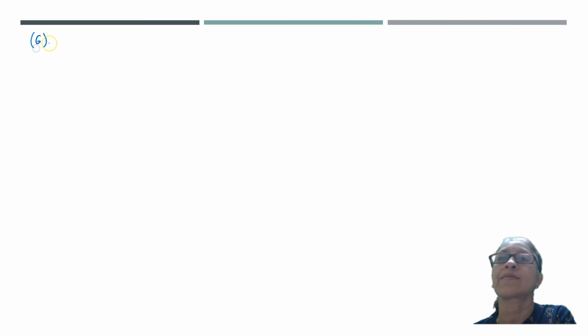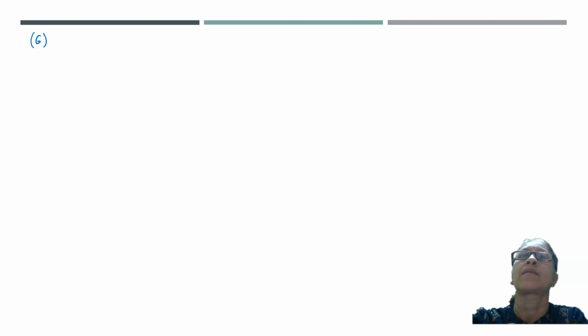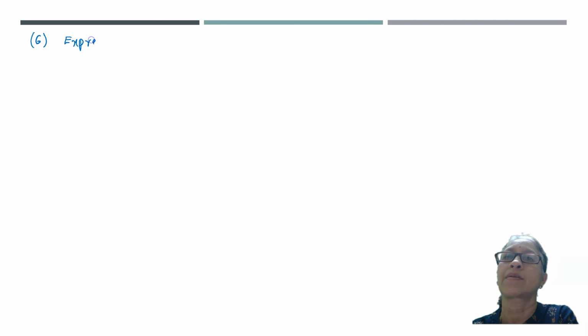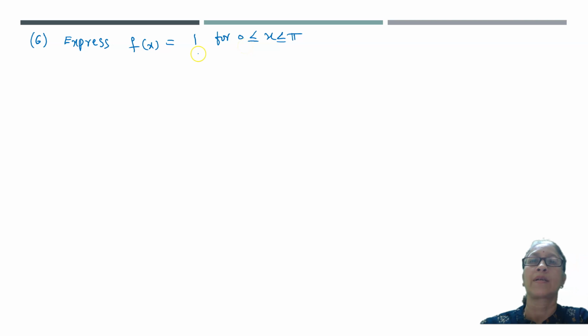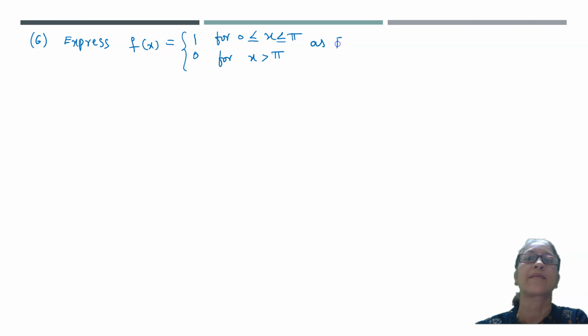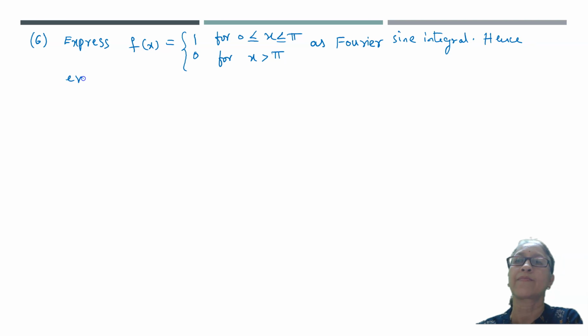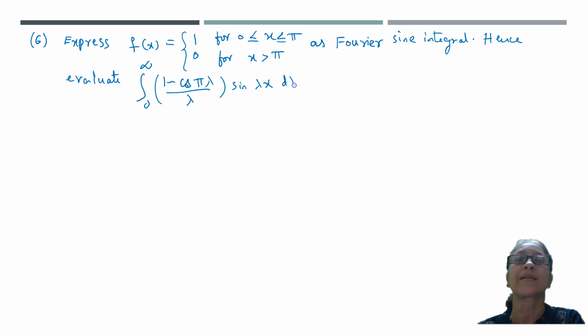Sixth question is express f(x) equal to 1 for 0 less than or equal to x less than or equal to pi, and 0 for x greater than pi, as Fourier sine integral, hence evaluate integral 0 to infinity 1 minus cos pi lambda upon lambda into sin lambda x d lambda.